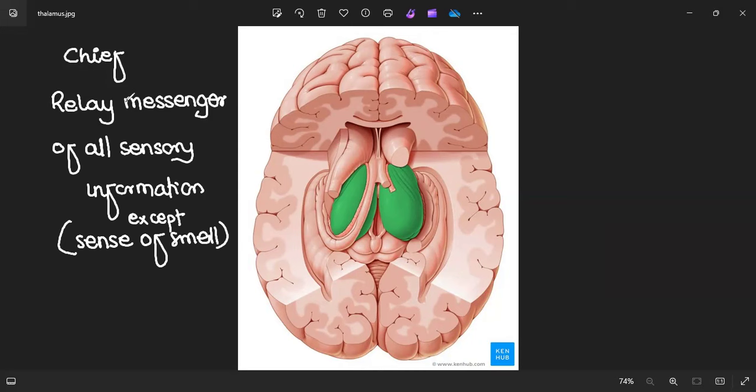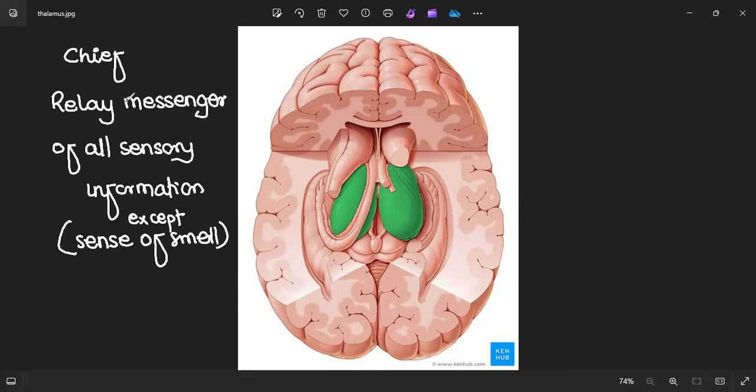If you are a doctor, somebody bringing temperature sensation, who do you have to go to before you reach the parietal lobe? It is the thalamus. If you are bringing vision sensation, you have to go to the thalamus before you go to the what? Occipital lobe. If you are bringing hearing sensation, you have to go to the thalamus before you go to the what? Temporal lobe. Do you understand?